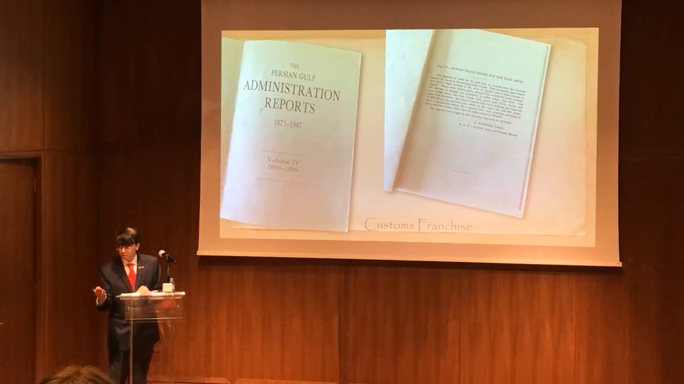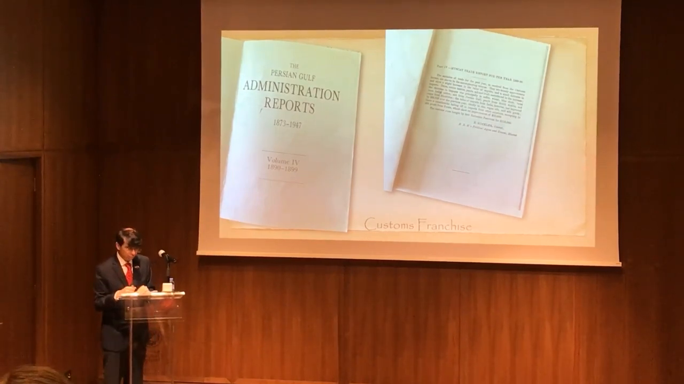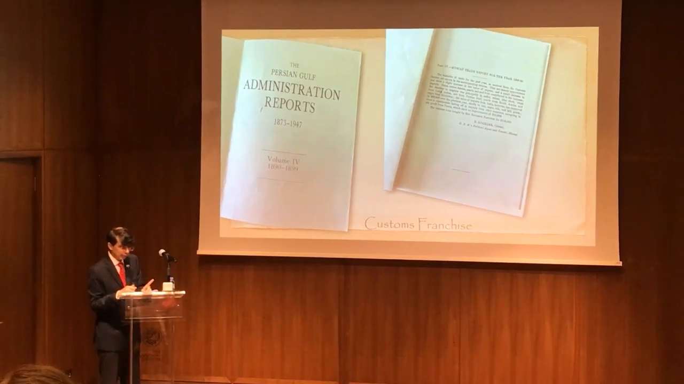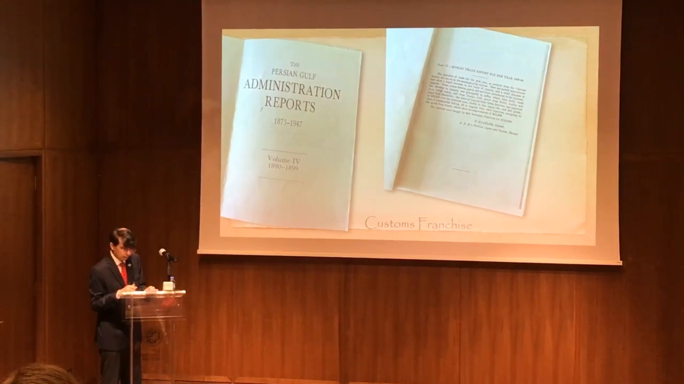We talked about the customs franchise. The customs franchise was being auctioned by the government. This document shows that in 1889, Ratan Sen Purushottam won the bid for the customs franchise by paying Maria Theresa dollars, or Kursh Franzavi, as we know, 115,000. The firm successfully won the bid for several years.